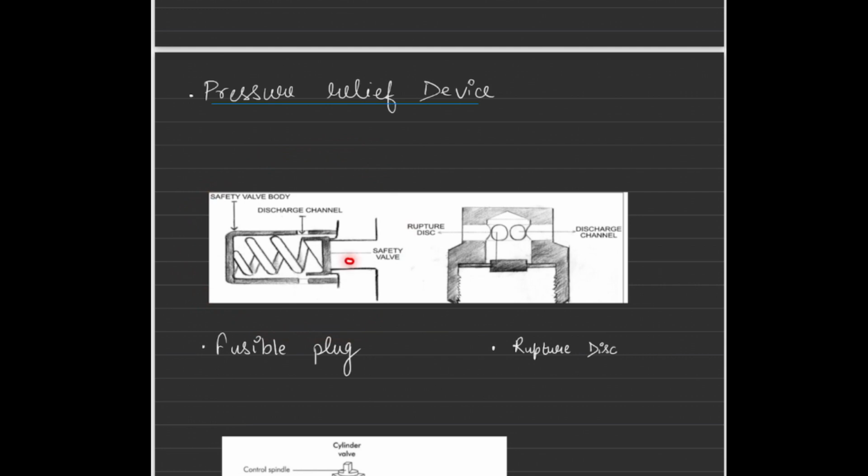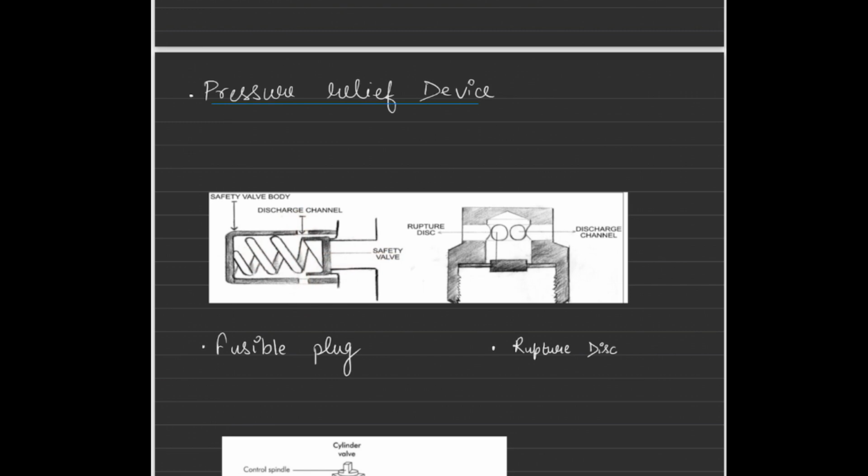We have a safety valve and we have a discharge channel. These are the discharge channels, this is the body, the safety valve body. There is a spring, this is the spring. So what happens is, if the pressure increases, this pushes the safety valve inside, compresses the spring, and the gases can vent out through these discharge channels.